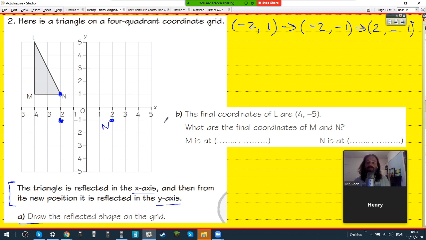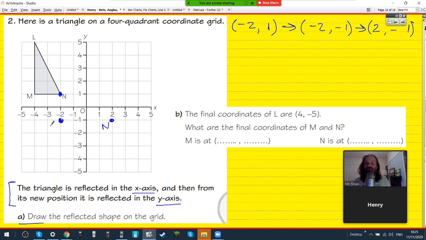Wait, if it's the y-axis, how is it -1? Because it's both. It's two reflections, one in the x, one in the y. So they both changed sign. I'm really confused. So it changes it to the x-axis and then it changes from the x-axis to the y-axis. Yeah, so the question says the triangle is reflected in the x-axis and then from its new position it is reflected in the y-axis. So we have to do both. We have to do two reflections, one in the x-axis, one in the y-axis.